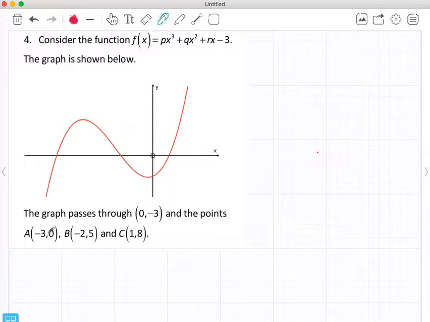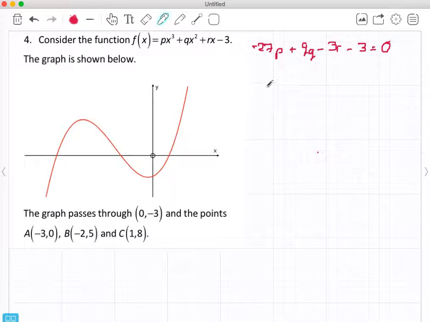So I'm going to put in the -3 into here and it equals 0. So when I put the -3 in, I get minus 27p plus 9q, and you can double check all my working out here, minus 3r minus 3 equals 0. Like I said, if you want to pause the video and check that when I put -3 in, these are the numbers I get and it equals 0.